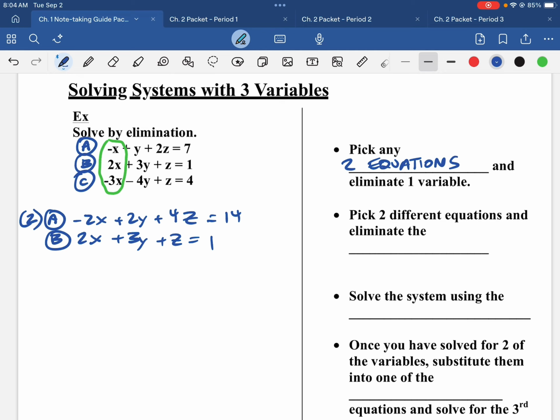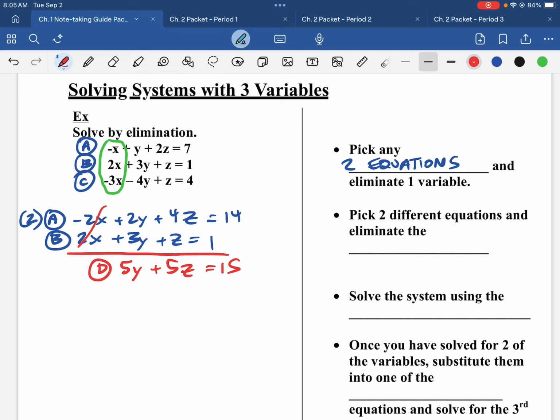Okay, so now let me double check. Yeah, the first equation's all doubled now. All right, so now when I add these together, those will eliminate, and I'll get 5y plus 5z equals 15. Okay, so now I've got this new equation that only has 2 variables. I'm going to give it a name. I think I'll call it equation D.